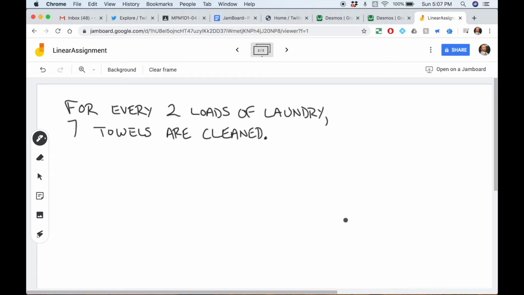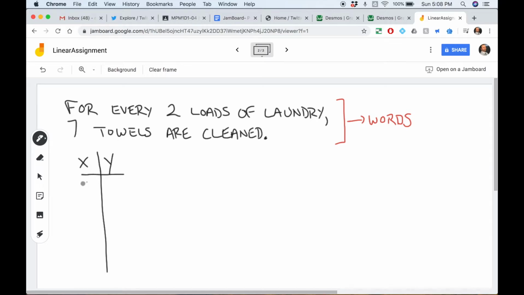So, as the problem's been stated, for every 2 loads of laundry, 7 towels are cleaned. If we think about what we did last week, this is like describing a relationship with words. Okay, so let's take those words and let's start by turning it into a table of values. So I'll just call this X and Y to start.